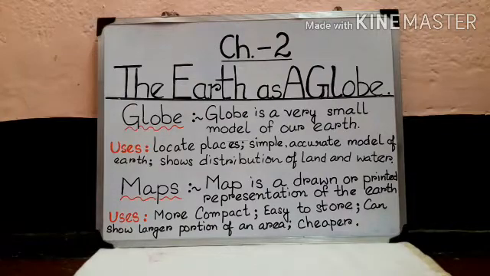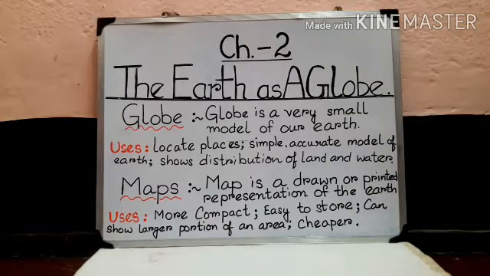A globe is a genuine model of the earth. Genuine model means it shows exactly how our earth looks like. Isn't it? A globe is a spherical model of earth. Spherical means round, like a ball. Okay. So a globe is a spherical model of the earth.